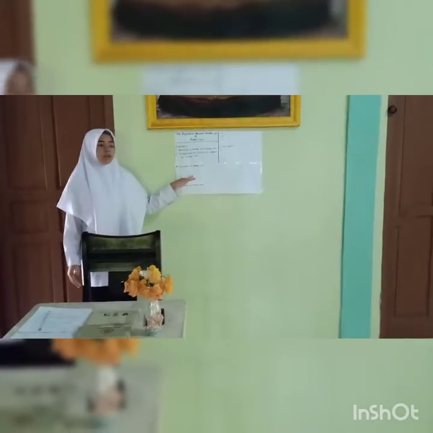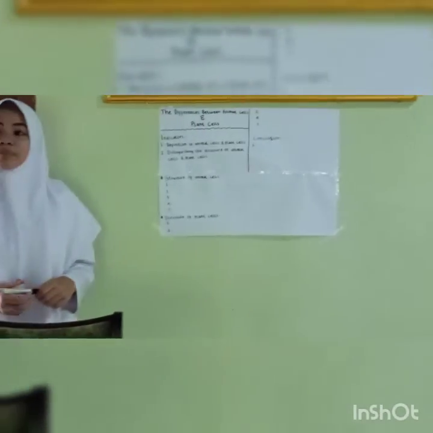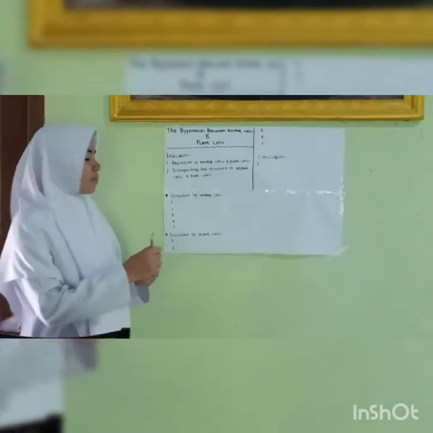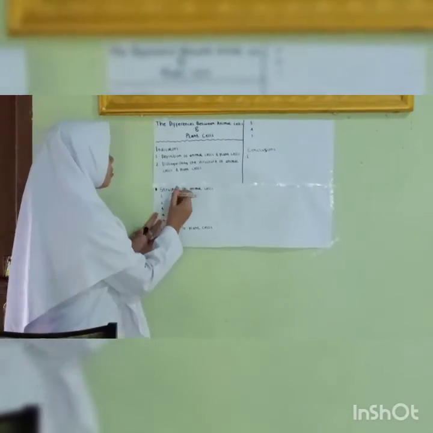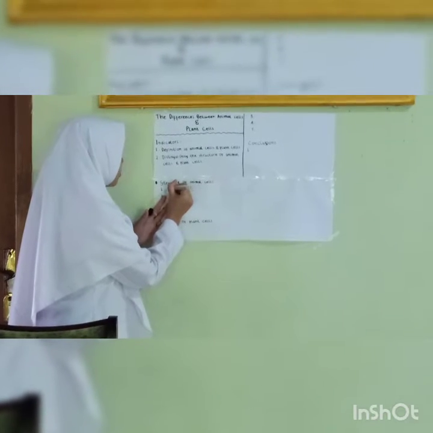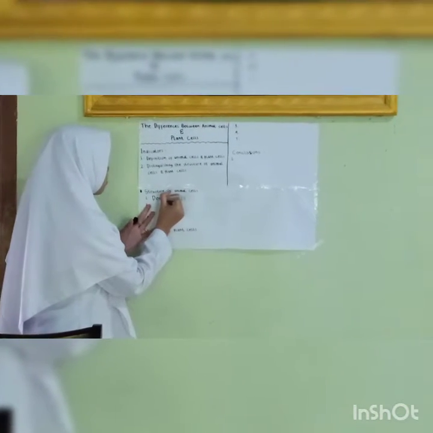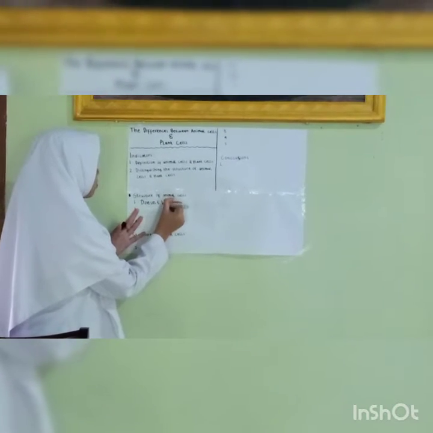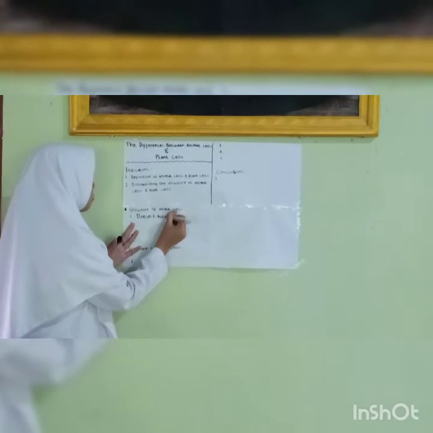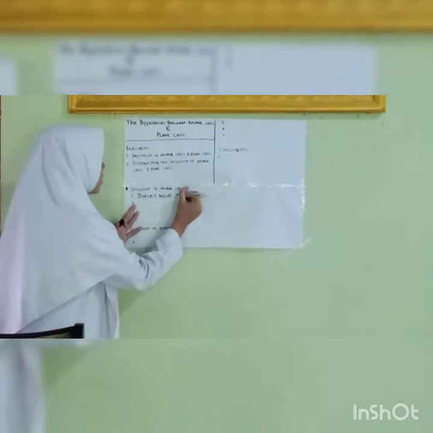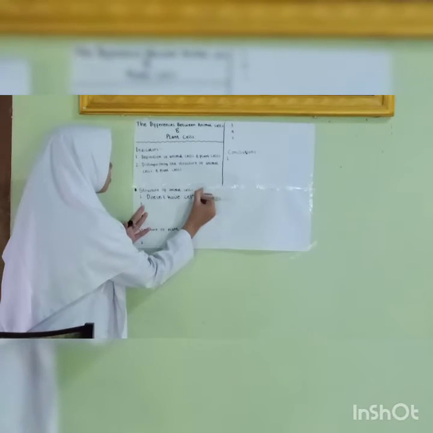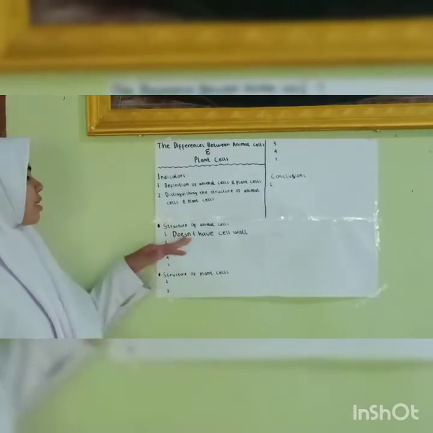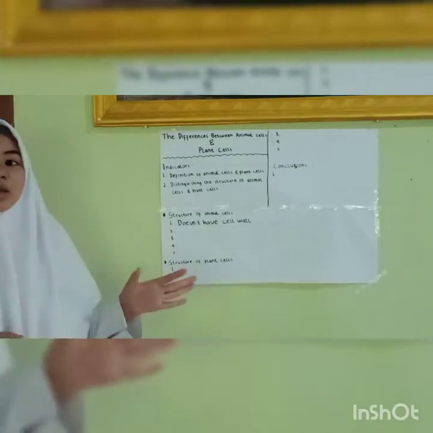First, the structure of animal cells. Anton, can you mention one? Structure of animal cells? Yeah, okay, that's right. First, animal cells doesn't have cell wall. Okay, the first structure of animal cells doesn't have cell wall.